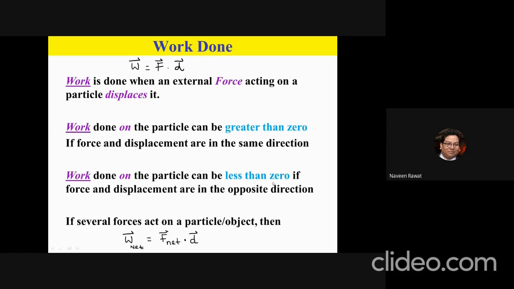So we have to look at the specific case that we are dealing with. Okay, and a situation might be a little bit complicated. You might not have one force, you might have more than one force acting on an object, and in that circumstance what we have to do is calculate the net work done. Okay, and net work done will be the net force times the displacement of the object.